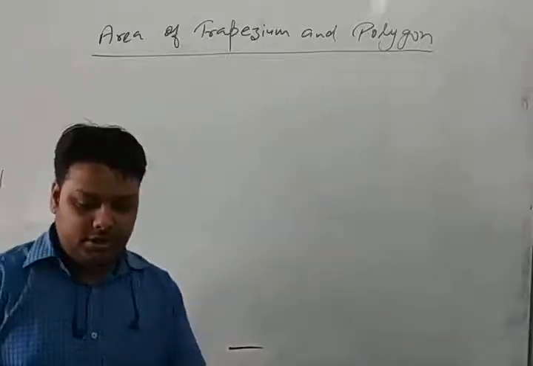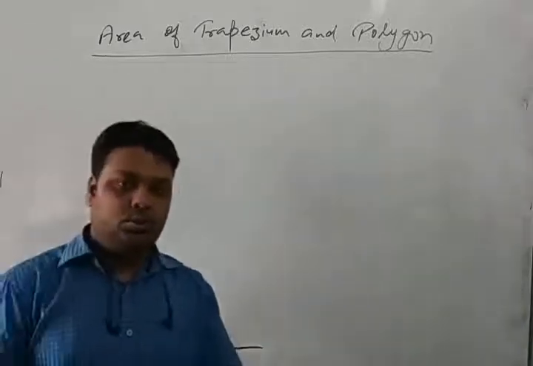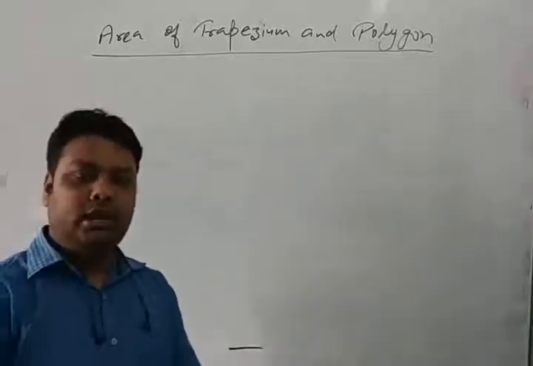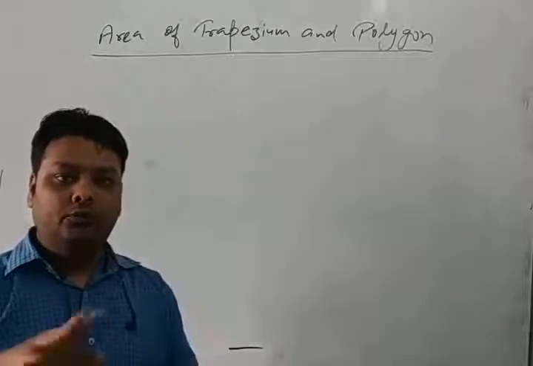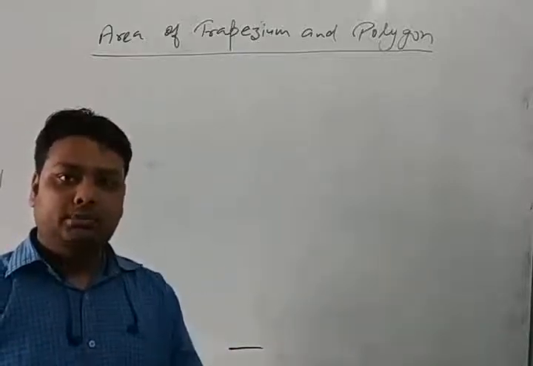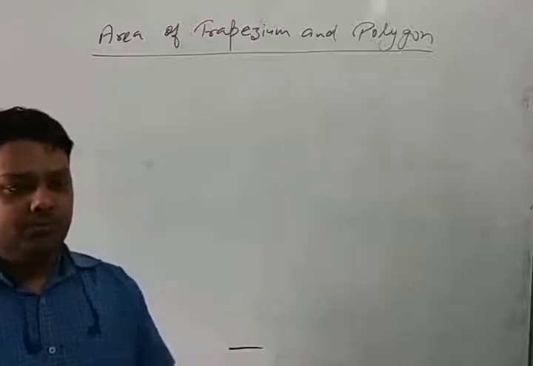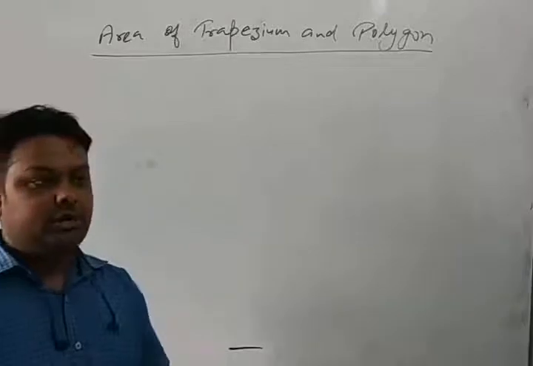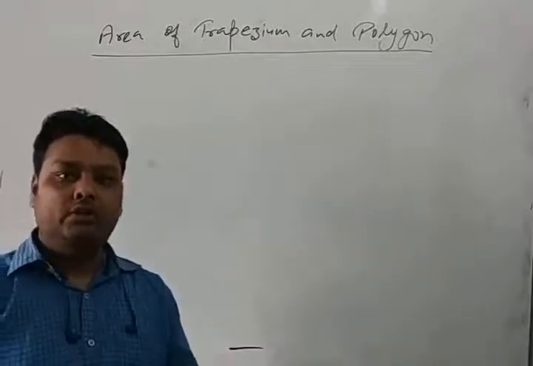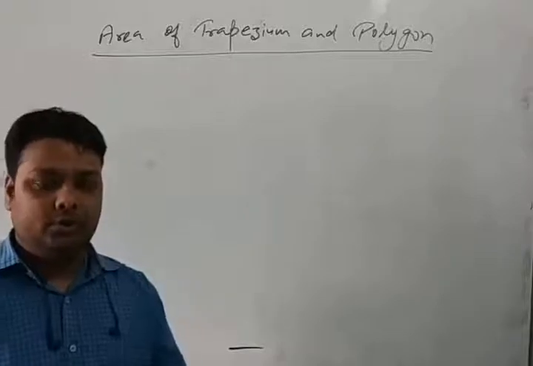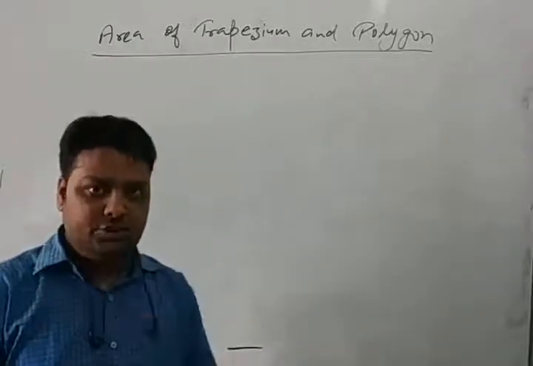So today we will discuss two topics. The first topic is how to find the area of a trapezium if all four sides are given, meaning both the parallel sides and the non-parallel sides are given, but the height is not given. Then we will discuss how to find the area of a section of the floor. These two topics we will discuss today. Okay dear? So let's see.